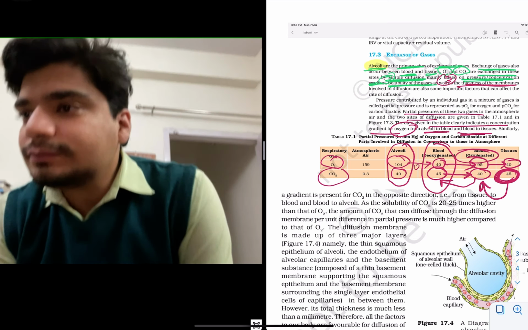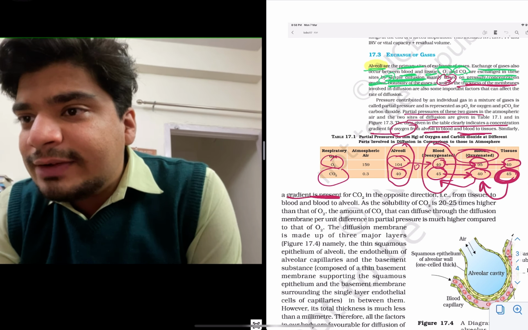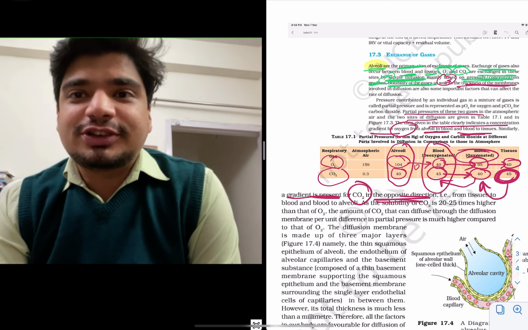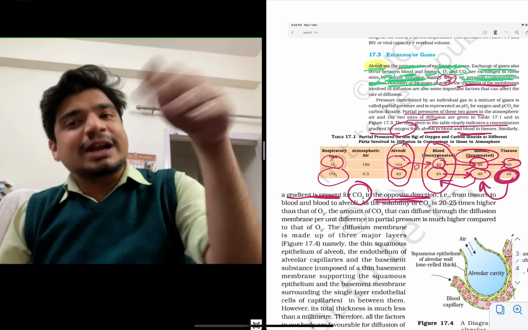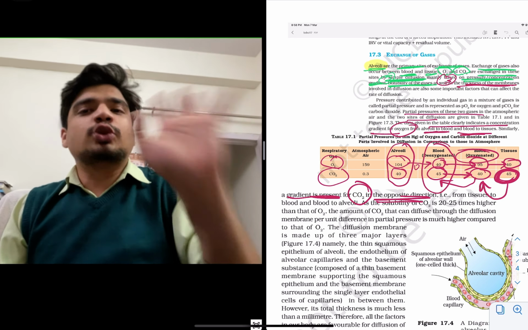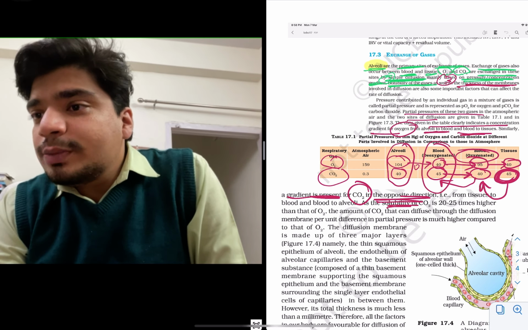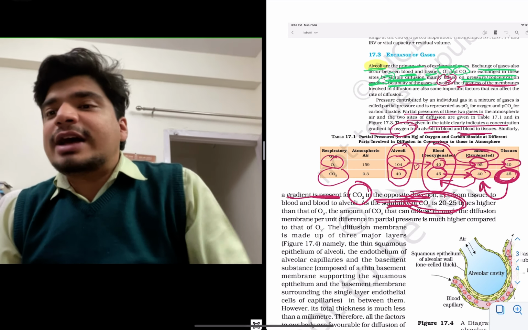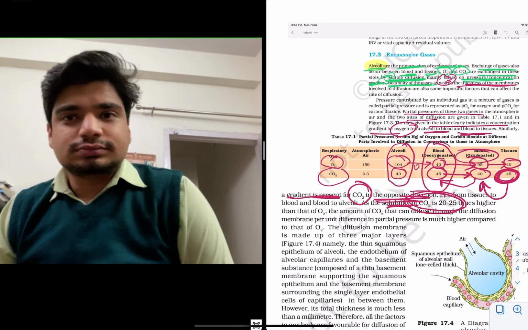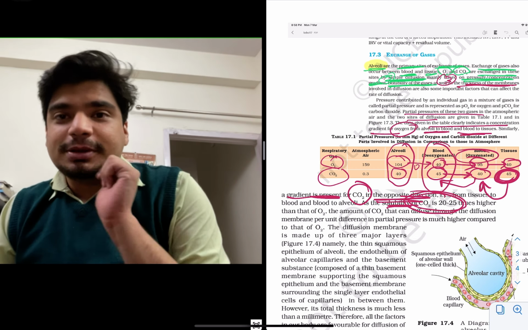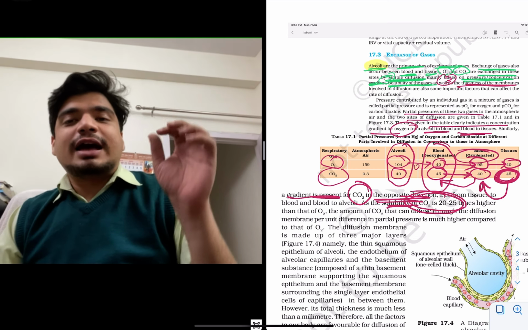Okay. Similarly, there is a gradient present for CO2 in the opposite direction. From tissues, it will go to blood. From blood, it will go to alveoli. And from alveoli, it will be thrown out during our expiration, right? The solubility of CO2 is 20 to 25 times higher than that of oxygen. Okay? Remember this. They have asked this multiple times as a one-liner.